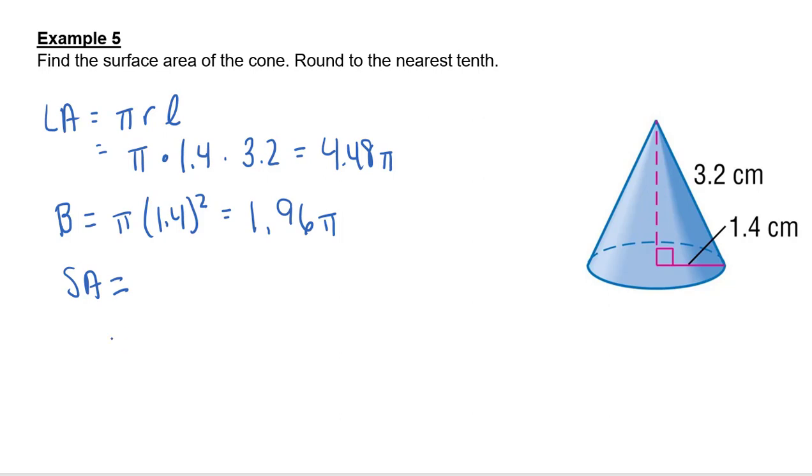Oh, it says round to the nearest tenth. I was going to leave it in terms of pi. Well, let's leave it in terms of pi. So I just add the coefficients, 4.48 and 1.96, and I get 6.44 pi. If I were to multiply 6.44 times pi, since they want it to the nearest tenth, I have to make sure I read the directions. That's 20.3 centimeters squared.